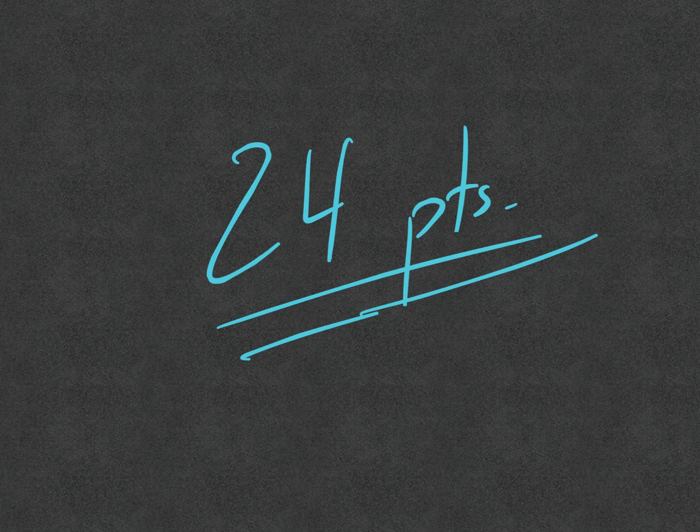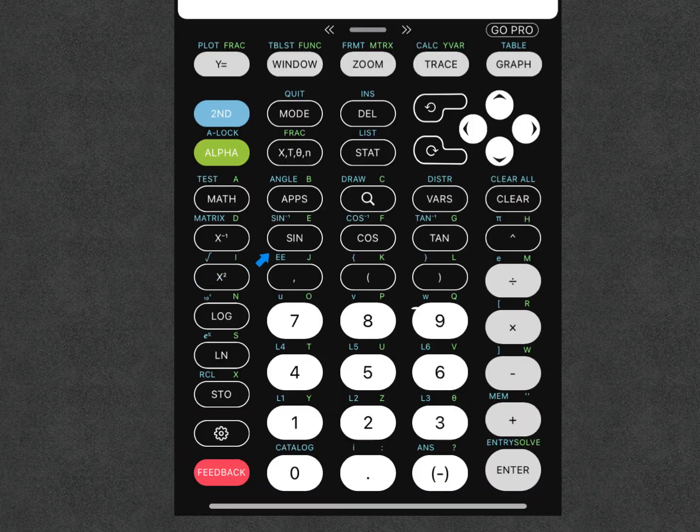24 points total. All right, so you already have seen the sine key and the cosine key and the tangent key. Well, above those keys in blue is the sine inverse key, the cosine inverse key, and the tangent inverse key. So to use the blue sine inverse, we'll have to do the second key first and then hit this key.